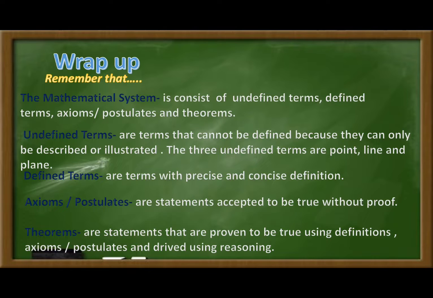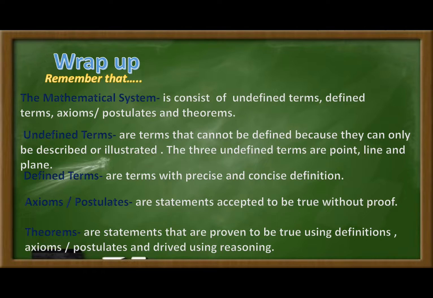So let's have a review. So remember that a mathematical system consists of undefined terms, defined terms, axioms, postulates, and theorems. And then the undefined terms are terms that cannot be defined because they can only be described or illustrated. The three undefined terms are point, line, and plane.